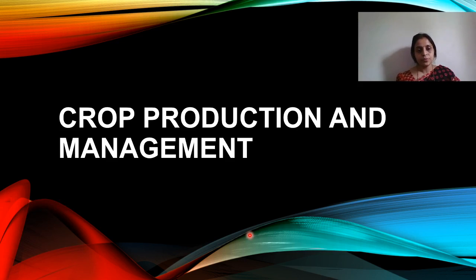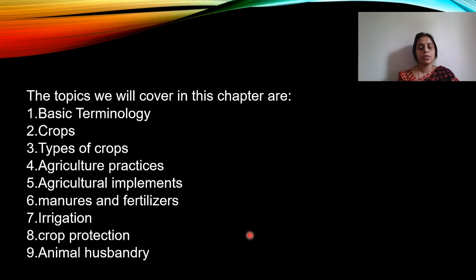Today, in this video, I'll be discussing the introduction to the crop production and management chapter. First, let me discuss the contents to be covered in this chapter: the basic terminology about crops, types of crops, agricultural practices, agricultural implements, manures, fertilizers, irrigation, crop protection, and animal husbandry. These are the topics we'll be studying in this chapter.